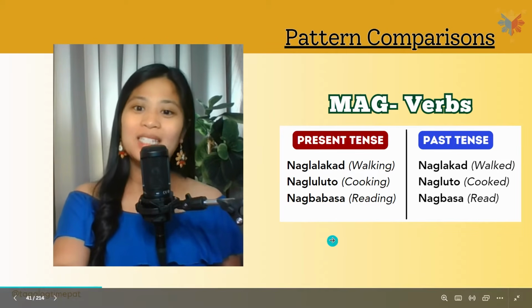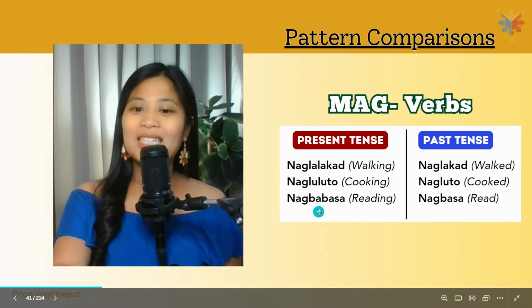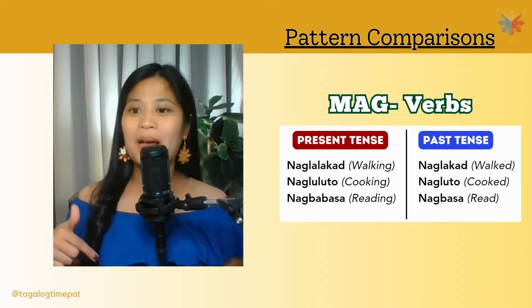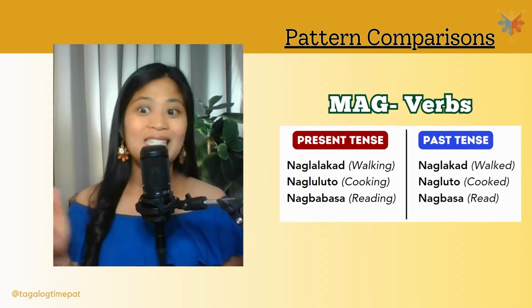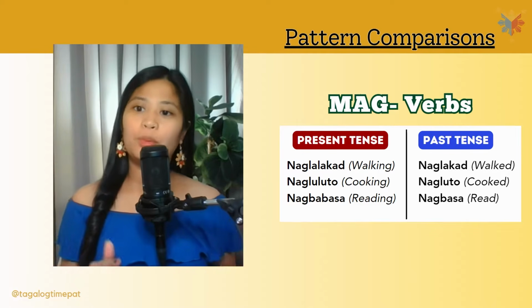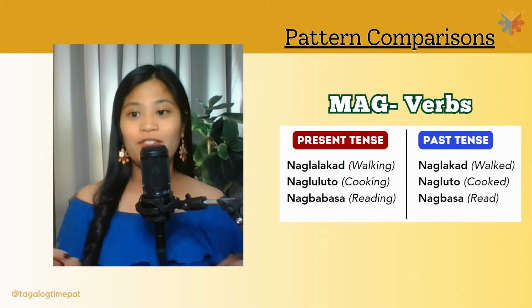So for the present tense, you can hopefully recognize that there's a repeated sound. Naglalakad ako. Versus the past tense, naglakad. It's like done. There's no repeated sound. So that's one way to distinguish between the present and the past tense conjugation of mag-verbs.